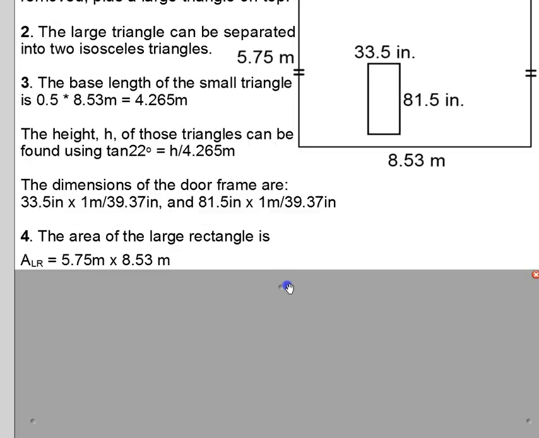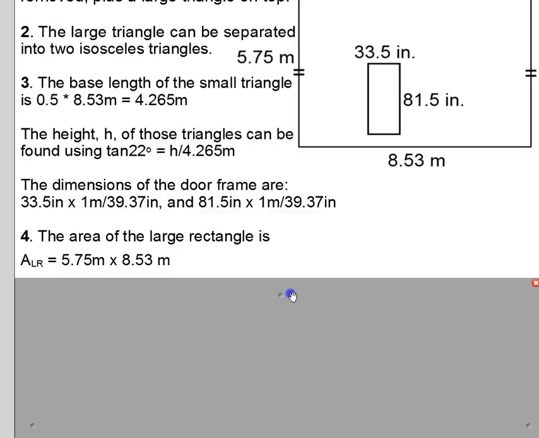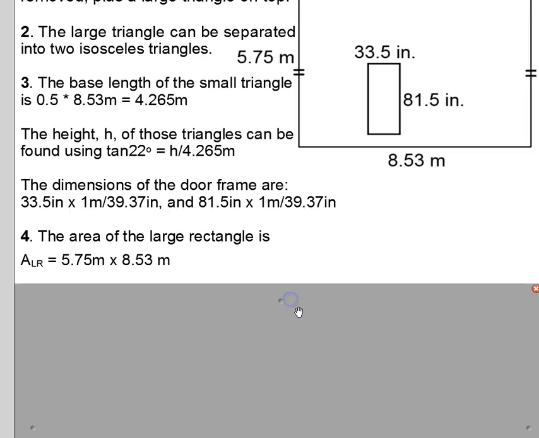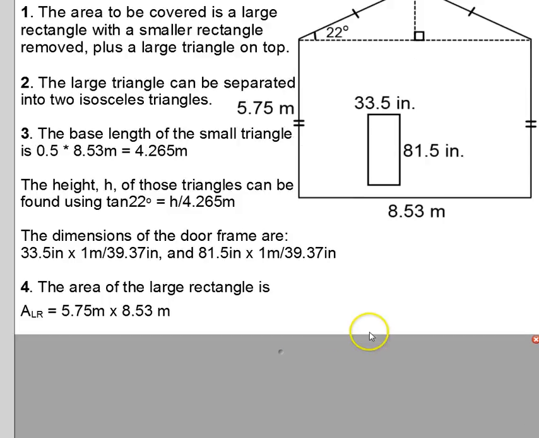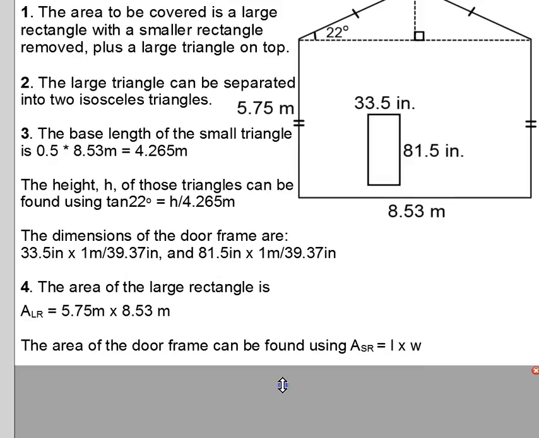So continuing on with step 4, we can start to find out individual areas. The large rectangle would have an area of 5.75 by 8.53. That would be in meters squared. The area of the door frame can be found using length times width as well, and we'll call that A sub SR. So we'll use a label for the area. You can break it up into area 1, area 2, area 3, but I like to use a subscript which kind of matches the type of shape it is.